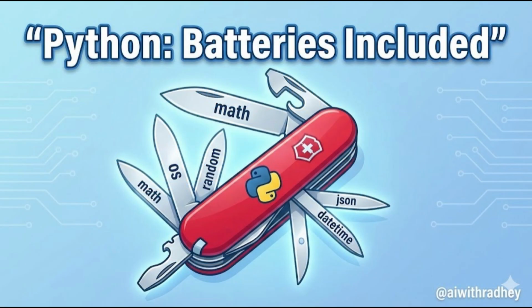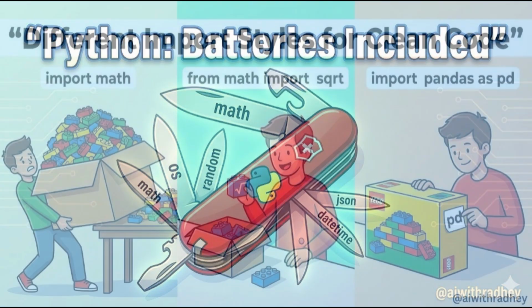The batteries included philosophy. One of the greatest strengths of Python is its batteries included philosophy. When you install Python, you're not just getting a language. You're getting a giant toolbox full of ready-made modules. You don't need to write your own code to calculate square roots or pick random numbers. Python already gives you these tools in the standard library.